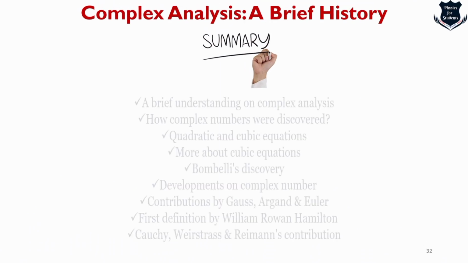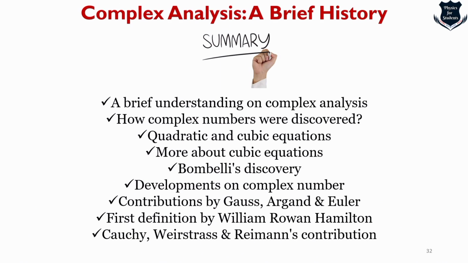So how do we summarize? We summarize that we got a brief understanding of complex analysis, how complex numbers were discovered, quadratic and cubic equations. We learned more about the cubic equation. We learned about Bombelli's discovery and further developments of complex number. The first definition by William Rowan Hamilton and further contributions by Gauss, Argand, Euler, Cauchy, Weierstrass and Bernhard Riemann. So that completes today's video, where I tried to give you a kind of basic layman's approach towards complex analysis, and how the discoveries were made.